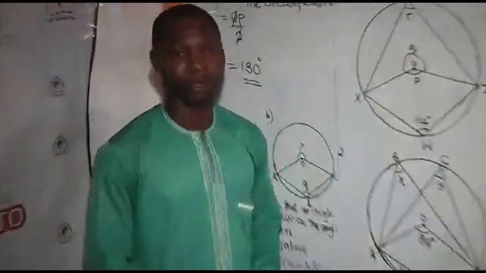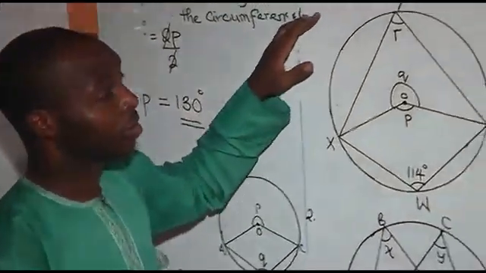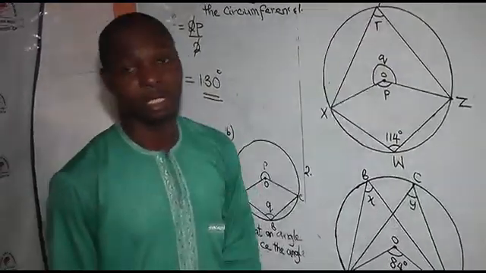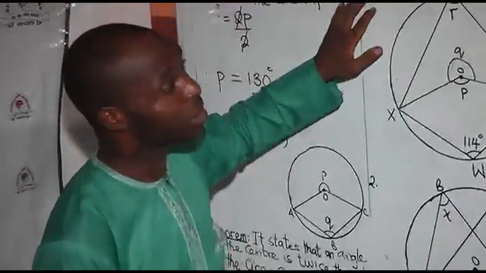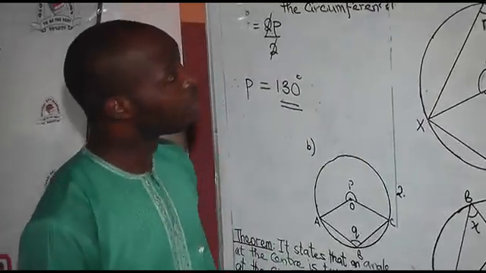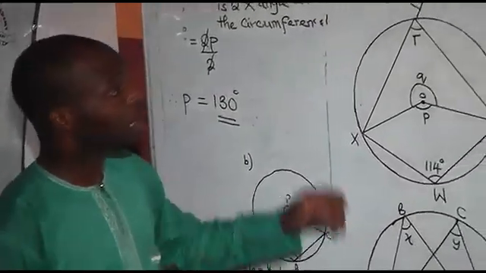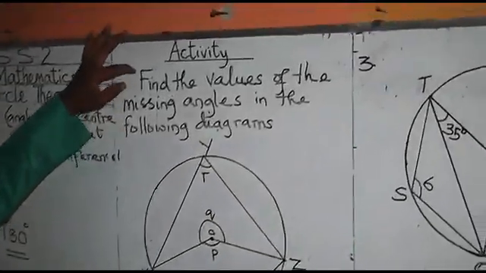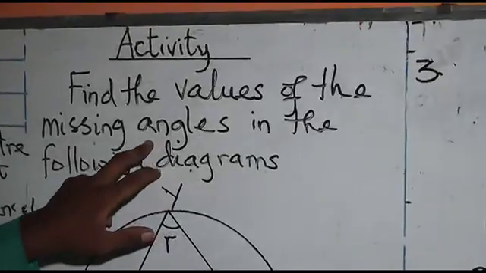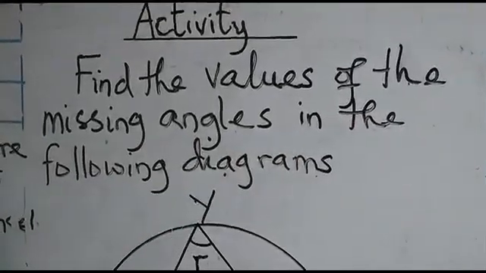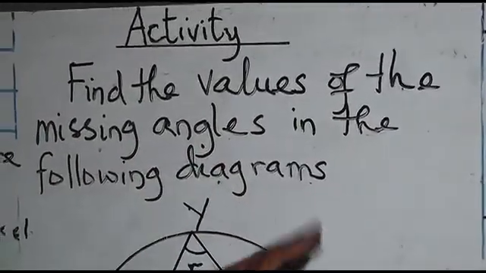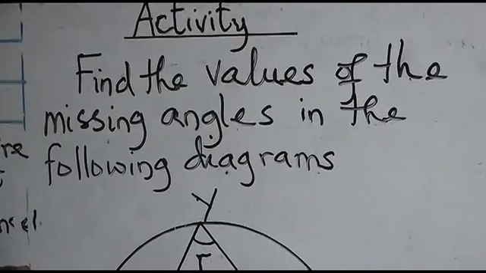So far, we have been able to see the theorems, the angle at center and the angle at circumference, the second theorem that has to do with segments, and the one with semicircle. Before we leave, I will be giving you some activity to carry out at home. Now hear the question. Find the values of the missing angles in the following diagrams.